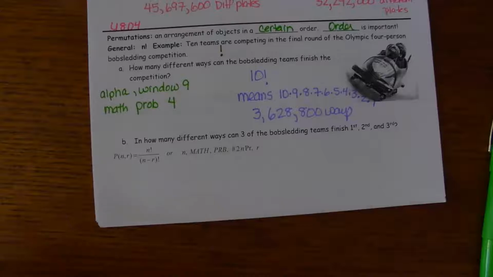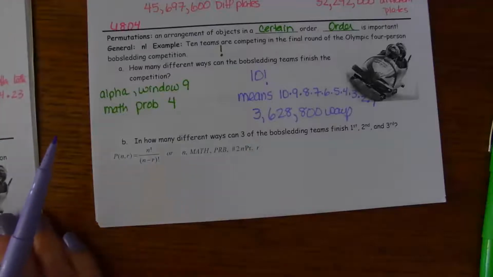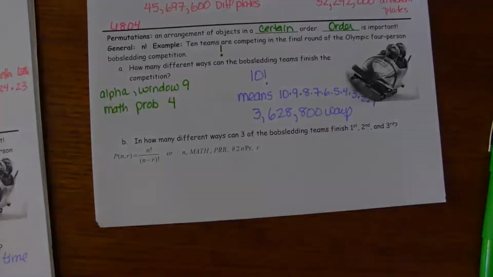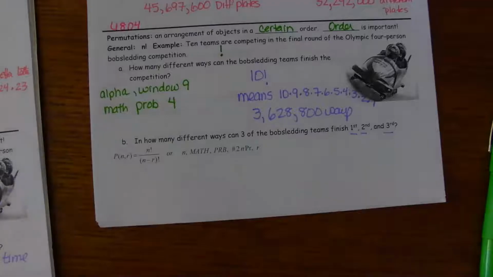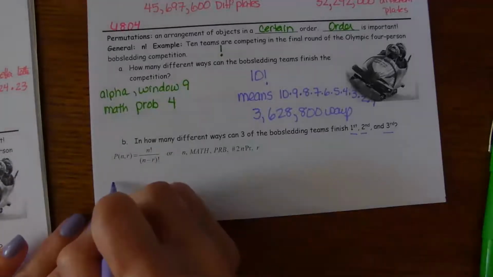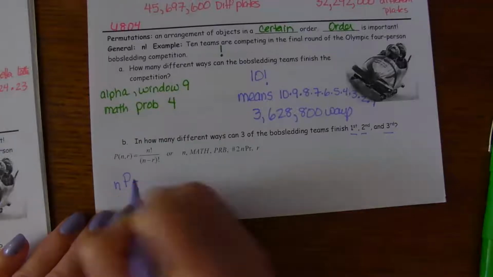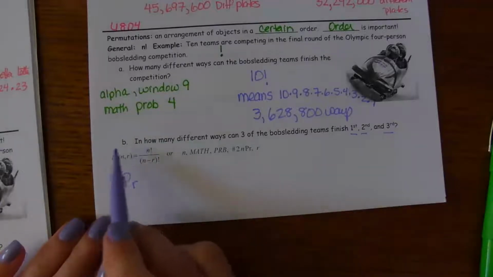Now we change the question up. Your math today is going to be very easy. You're going to punch a button on a calculator. It's going to spit out an answer. The brainiac part comes, what do I need to type into my calculator? So let's see how this one differs. In how many ways can 3 of the bobsledding teams finish first, second, and third? How is this different? We're looking at first, second, and third place. So we have to type that in a different way. We use what's called permutations, which is nPr.